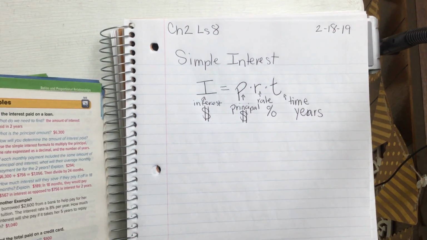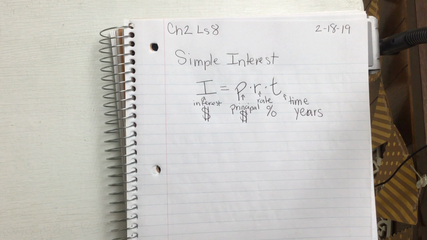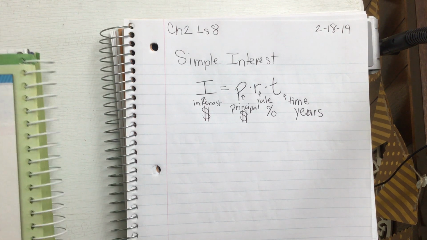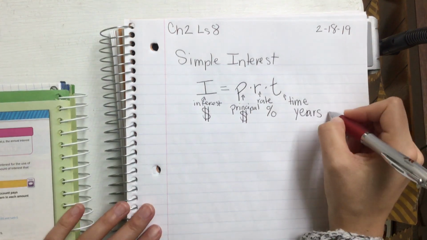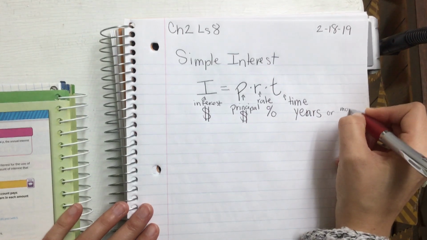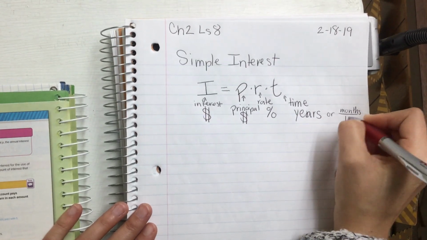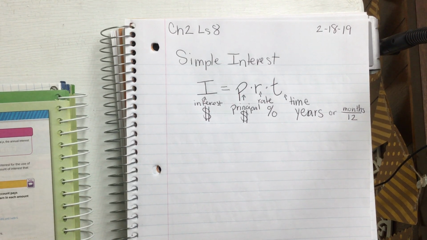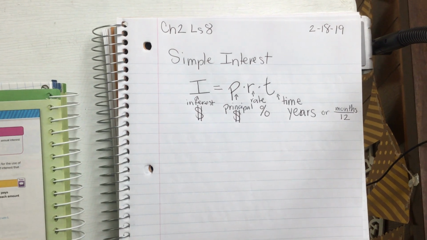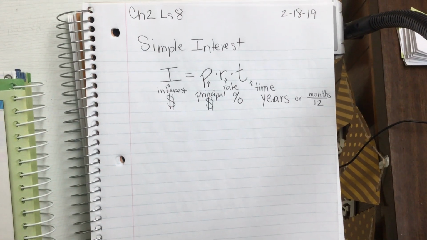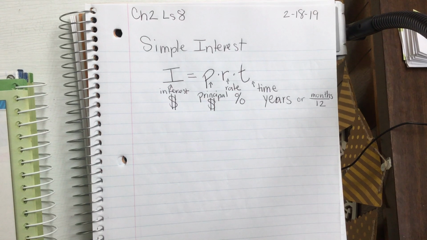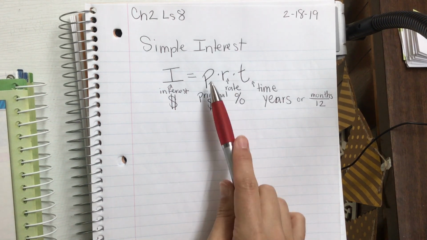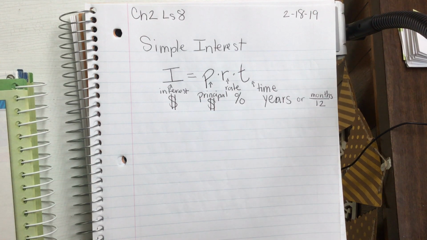If you were to have time in months, you would have to put that over 12, okay? Or months over 12. Why would we do over 12? 12 months are in a year. So that would give us our months in the form of years. Okay? So pay attention to that. Interest is equal to principal times rate times time.